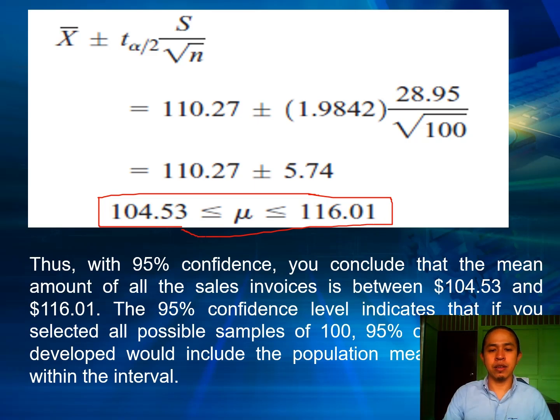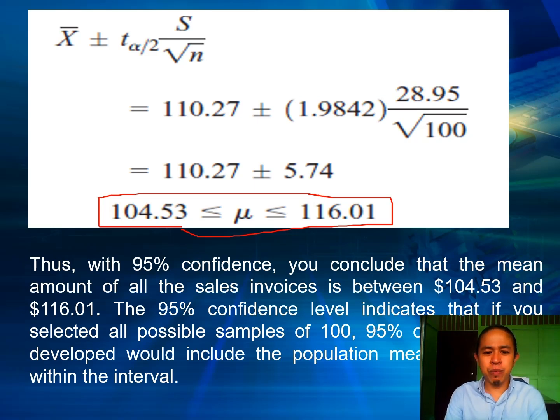Okay. So if we're going to interpret this one, with 95% confidence, we conclude that the mean amount of all sales invoices is between $104.53 and $116.01. Okay, that's how you interpret.